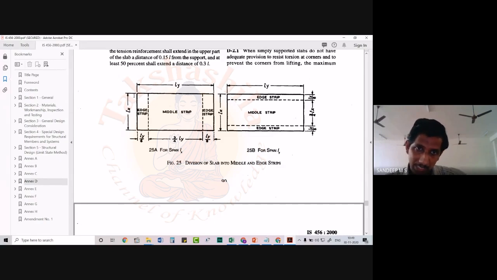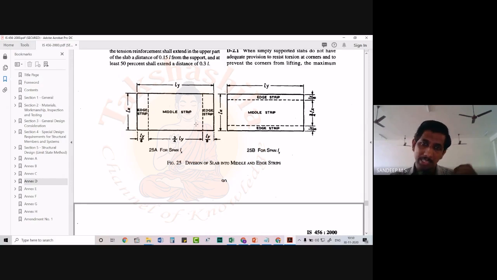So, sorry, along x direction means it is along Lx direction. So, when you perform the design along Lx direction, we will not be having any continuity on this side as well as this side. So, we will not be having any negative moments. That is the reason why they haven't provided the value of negative alpha x when we have 2 longer edges discontinuous.